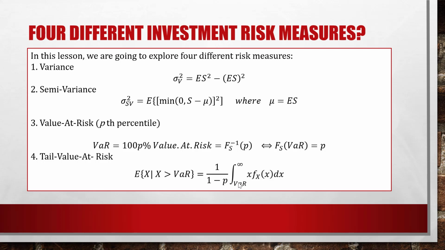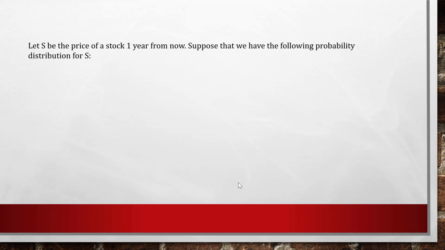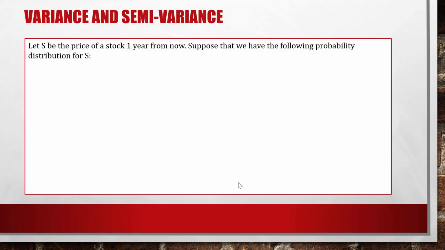Now we are going to work group by group. The first two measures on this table are the measures of deviation because we take deviation into account. The last two are the measures of percentiles because we consider the percentiles in order to compute these two measures. Alright, so let's look at the first two measures of deviation, variance and semi-variance.